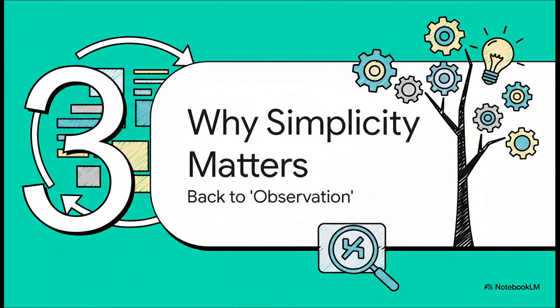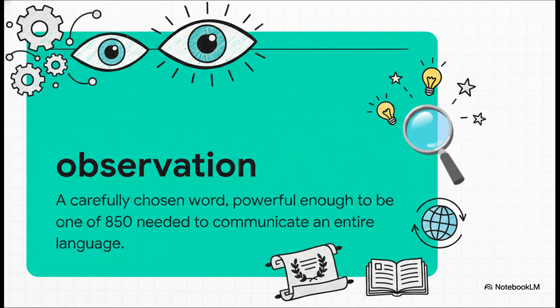So now we can go back and look at our word again, but with completely new eyes. So let's try to redefine it with everything we know now. An observation isn't just something you see. It's way more than that. It's a foundational piece of how we understand the world. It's so vital, it was literally handpicked to be one of just 850 words for the entire planet to use. It just goes to show you, the most important ideas, they often have the simplest names.